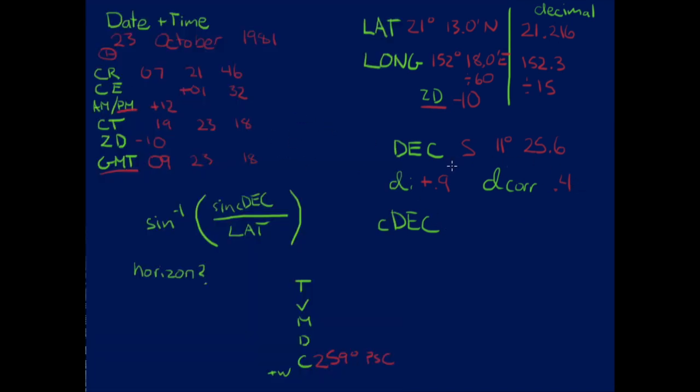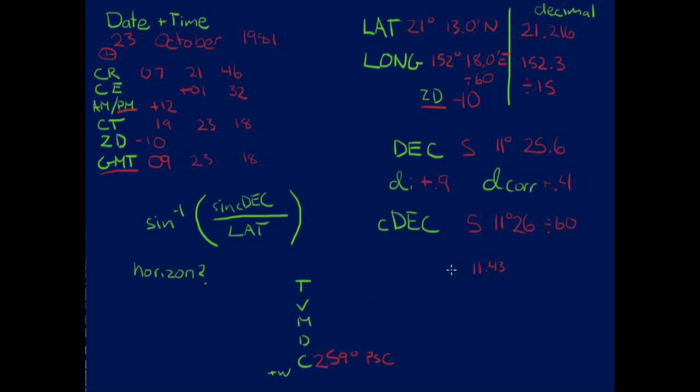So now we know that our declination is south 11 degrees, 25.6. We're going to add 0.4. So our corrected declination is south 11 degrees, 26. Once again, we're going to have to divide by 60 and get this as a decimal. And that's going to be 11.43.